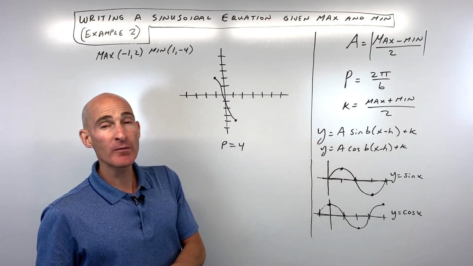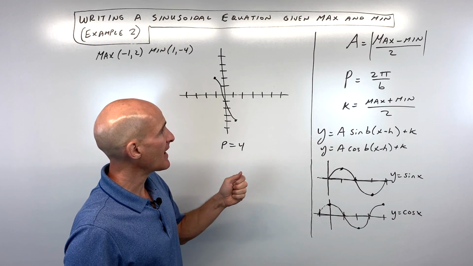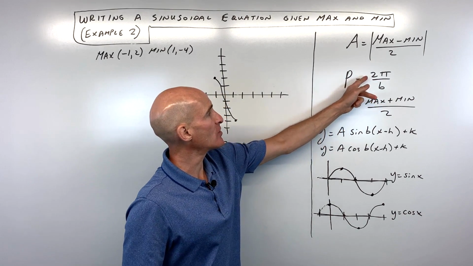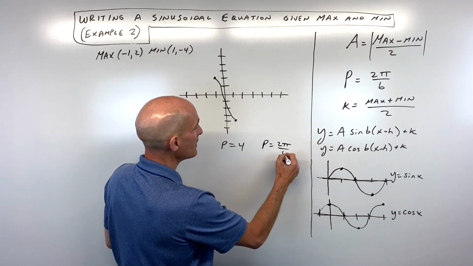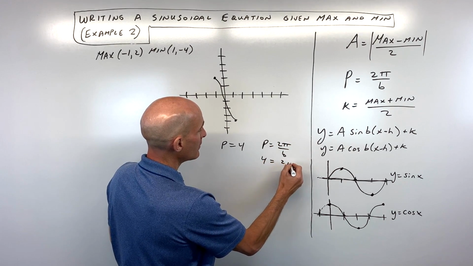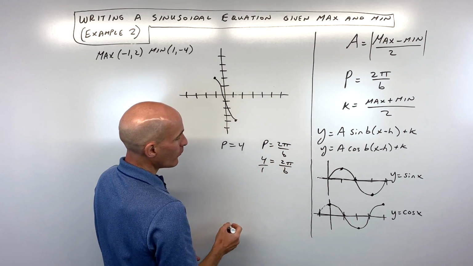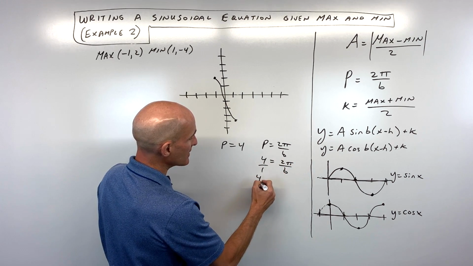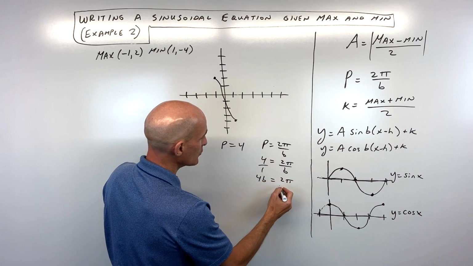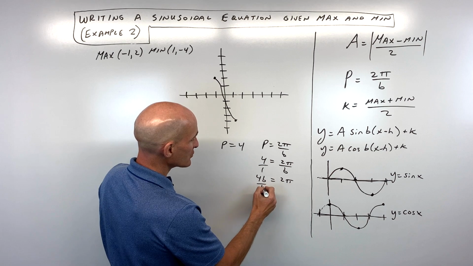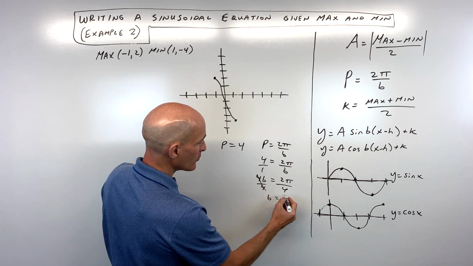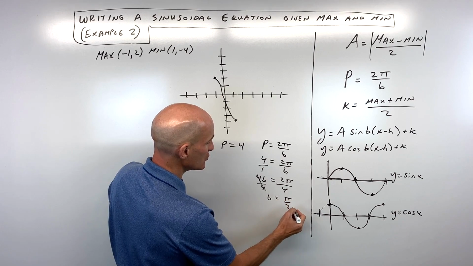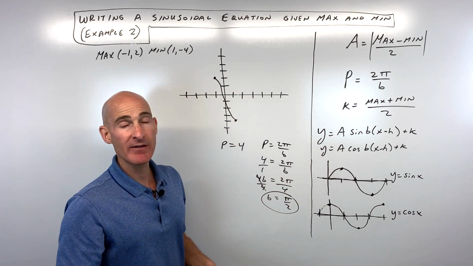Okay. Now the formula that we use to find the b value is this guy here, period equals 2 pi divided by b. So let's go ahead and do that to figure out what b is. So if the period is 4, like 4 over 1, we can cross multiply, so 4b equals 2 pi. Divide both sides by 4, and you can see that b equals 2 pi over 4, which is pi over 2 if we reduce. Okay, so now we have our b value.